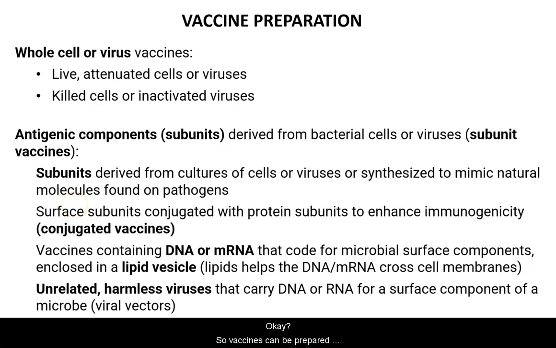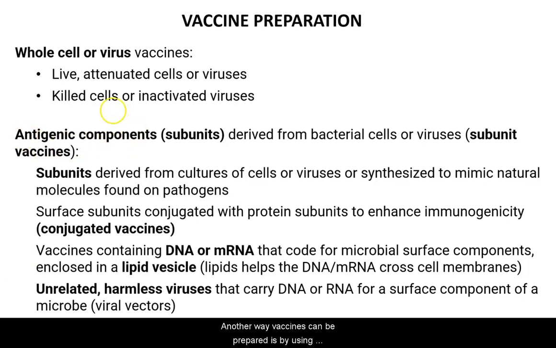Okay, so vaccines can be prepared in a few different ways. They can use the whole cell or the whole virus when preparing the vaccine. And the cell or virus can be either living or active, or dead or inactive. If it's alive, it is attenuated somehow. That means that they have weakened the pathogen so that it's not pathogenic. It's not going to cause disease.